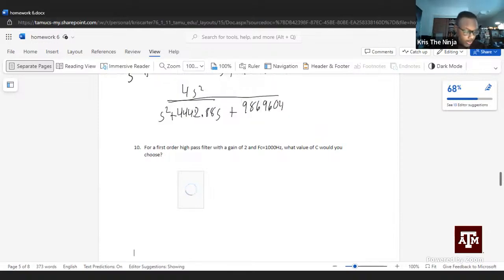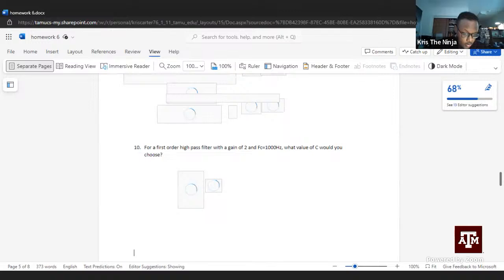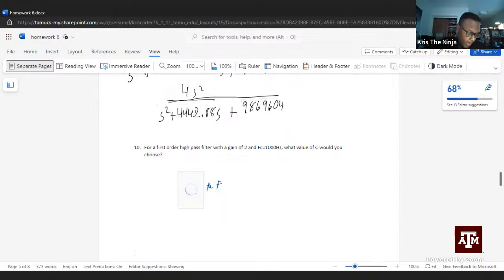And that's in microfarads. So you do 10 over 1,000, you get a 0.01 microfarad capacitor. That's what I would choose at least.